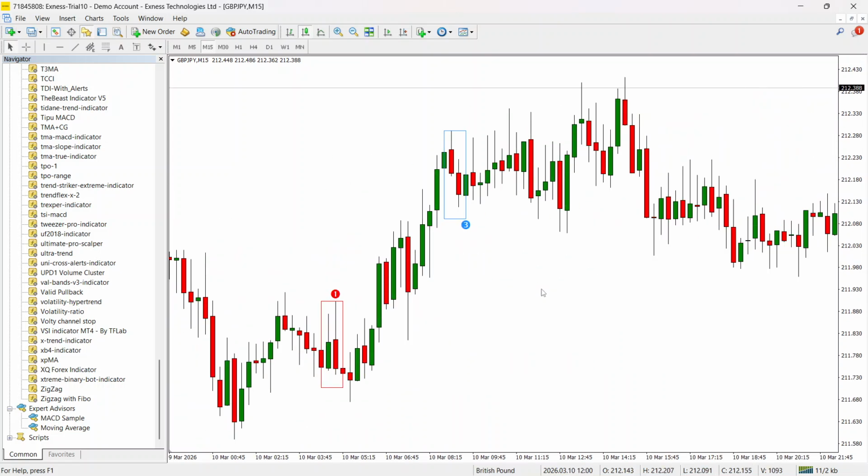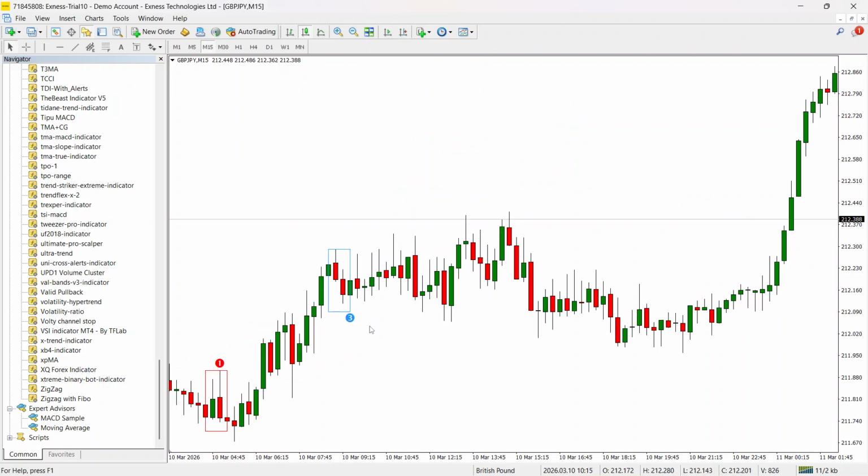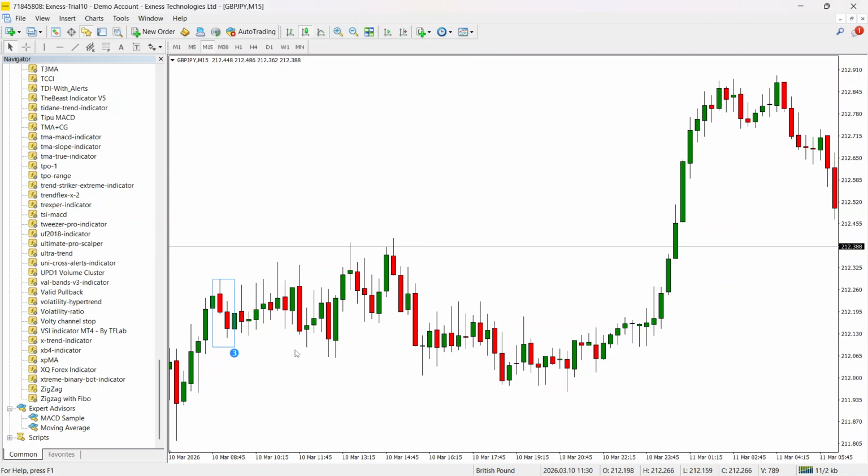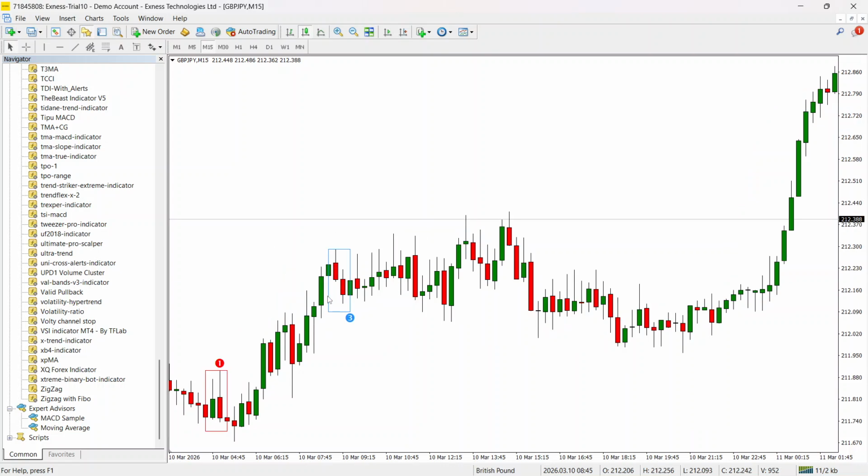Now, the valid pullback indicator marks qualifying pullbacks directly on the price chart, typically with arrows, colored bars, or shaded zones, in our case rectangles, numbered rectangles, only when they occur within a confirmed trend and meet its depth and momentum conditions. In an uptrend, highlighted pullbacks show temporary dips that still respect higher low structure and trend strength, implying a potential opportunity to buy at a discount.